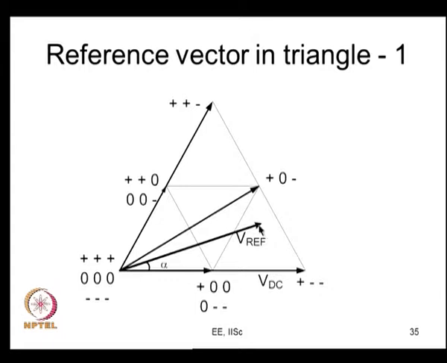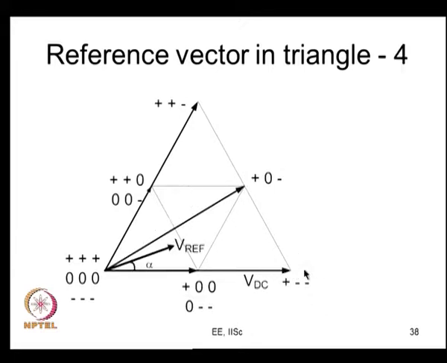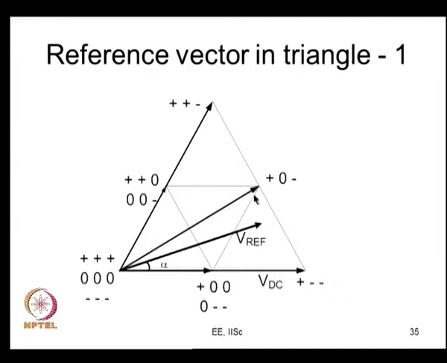So, let us say you are like this now. There is a rotating vector which has been sampled, and you have identified that it falls in the so called sector 1. Now, in this sector 1, the tip falls in the so called triangle 1, formed by these 3 vectors. So, these are the 3 nearest vectors.